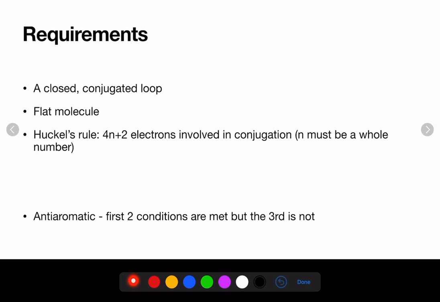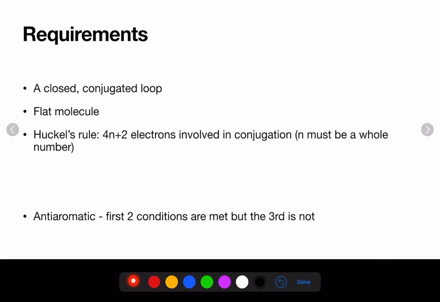To be aromatic, the compound must have a closed conjugated loop. This is a ring where all the atoms involved in the ring are conjugated. The molecule must also be flat. The way I learned it, the molecule was usually flat unless it was explicitly shown not to be.